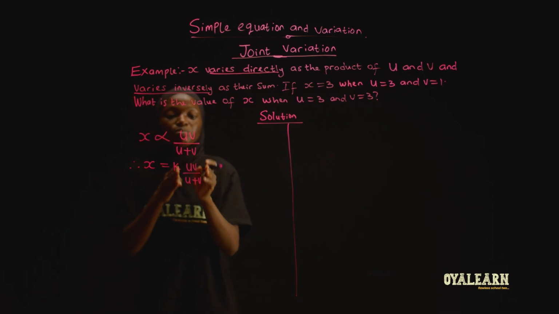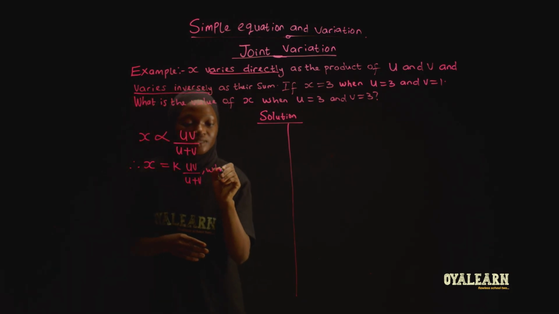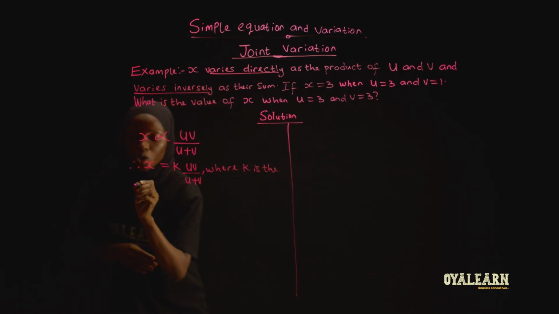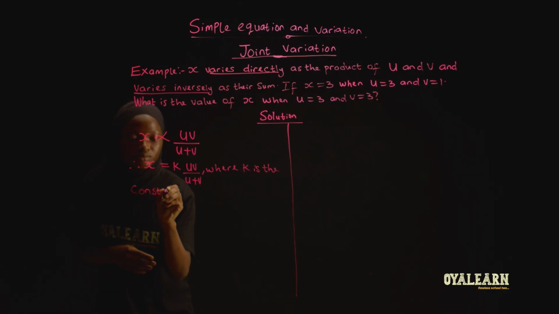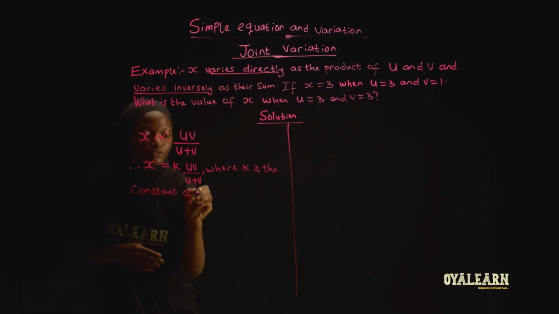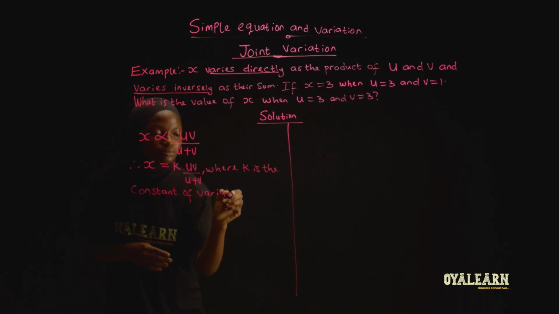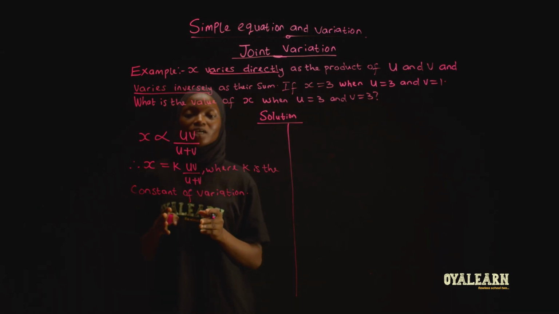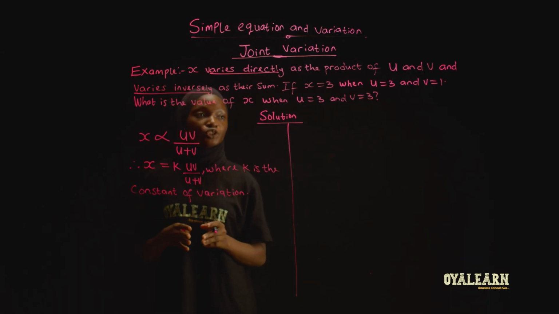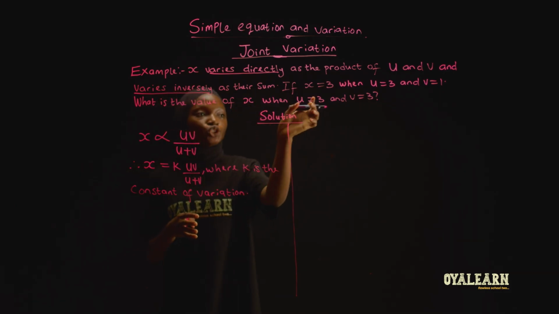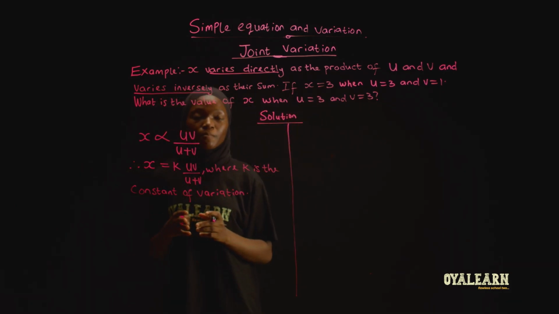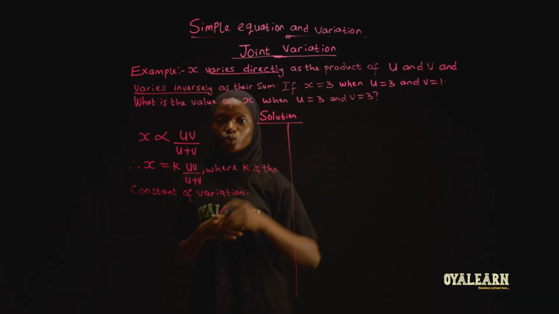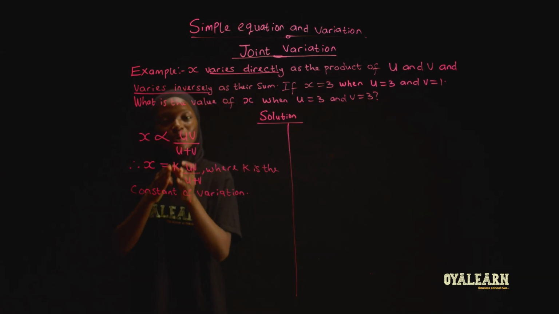That is, k is multiplying everything that we have here, where k is the constant of variation. Now we have to find the formula connecting x, u and v, so that we'll be able to find the value of x when u equals 3 and v equals 3. But to do that, we have already been given the value of x equals 3 when u equals 3 and v equals 1. So let's use that first to find our k.